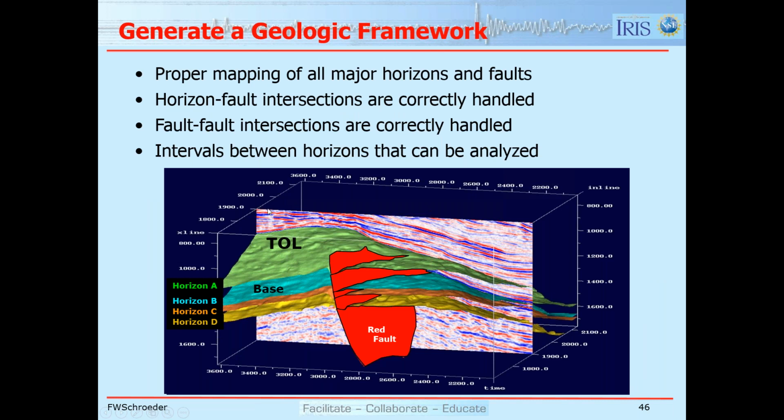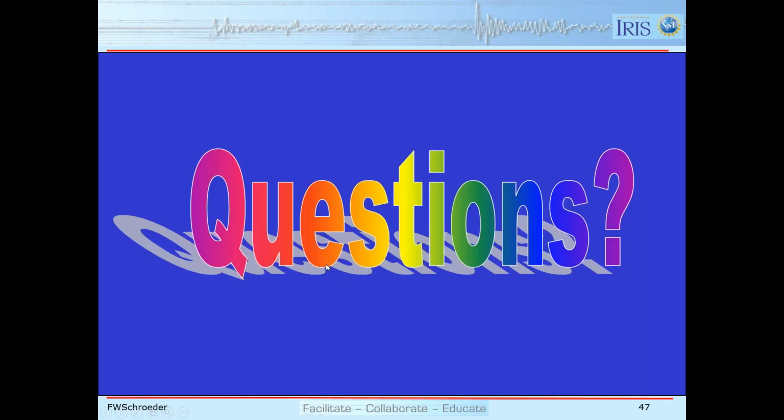I have an inline here, 1900, north to south. I have the green horizon, the aqua horizon, the orange horizon, the yellow horizon, and I have a fault, the red fault, and I can look and QC how well the four horizons have been mapped, how well the red fault has been mapped, and I can also QC the intersection of each of these horizons with the fault on the downthrown side and also on the upthrown side. So that brings me to a conclusion of the prepared statements.